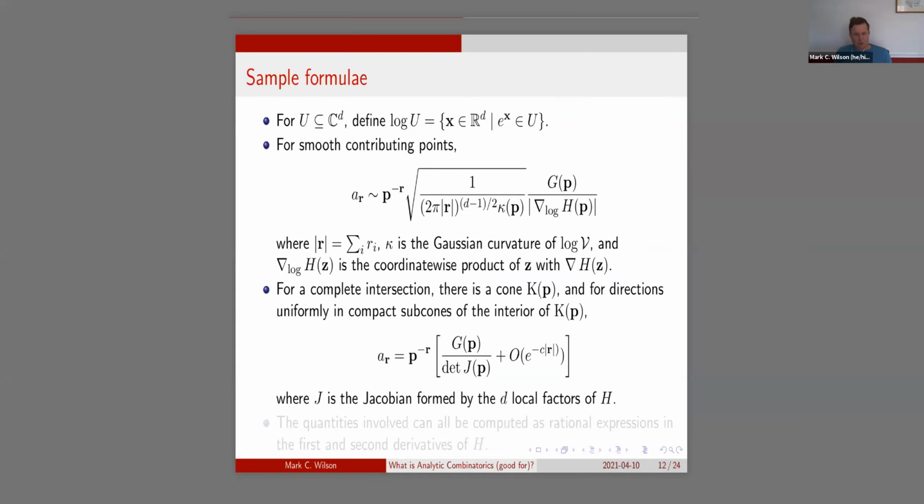If instead of a smooth point we have something different, suppose we had D sheets, think about D hyperplanes all intersecting at a single point, then you get quite different results. Instead of that point determining asymptotics in a single direction, it actually determines them in an entire cone.